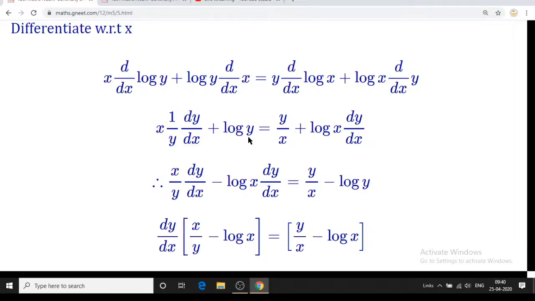Plus log y, 1 upon x, plus log x dy by dx. So x upon y dy by dx minus log x dy by dx.